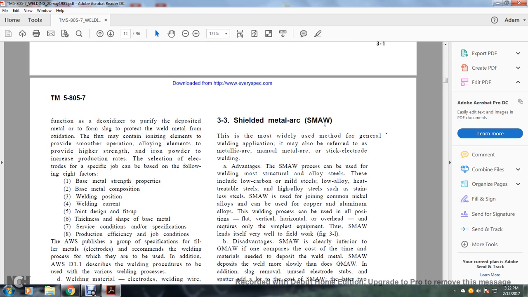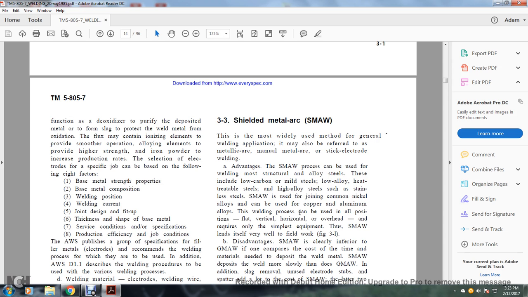3.3, shielded metal arc welding, SMAW. The most widely used method for general welding applications may be referred to as metal arc, manual metal arc, or stick electrode welding. An advantage of the shielded metal arc welding process is that it can be used for welding most structural alloy steels. Structural alloy steels include low carbon steels, low alloy heat treatable steels, and high alloy steels such as stainless steel. Shielded metal arc welding is used for joining common nickel alloys and can be used with copper and aluminum alloys.